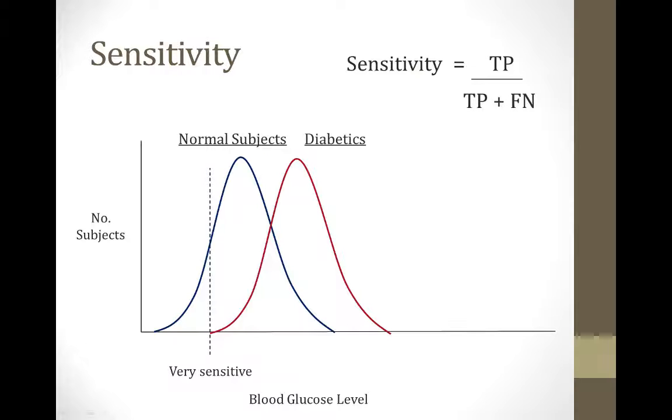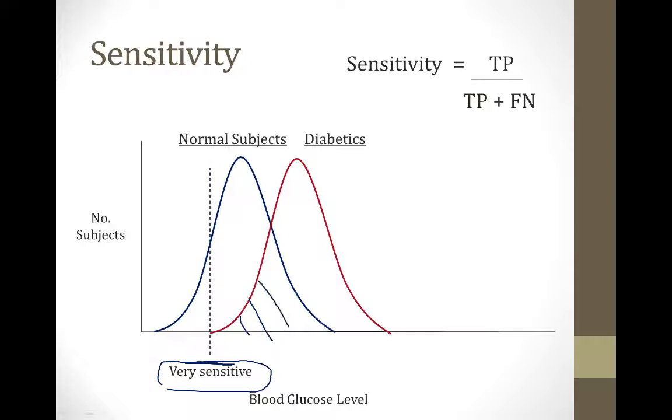So let's go back to our two overlapping curves and look at what the effect of different cutoff points would be on the sensitivity of the test. So if we chose a cutoff point that's very low over here, way down at a low blood glucose level, that would be a very sensitive test. And let's think about why it would be very sensitive. It would be very sensitive because you would have a large number of true positives.